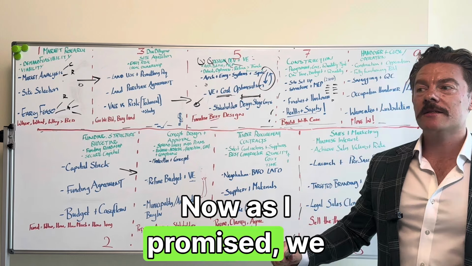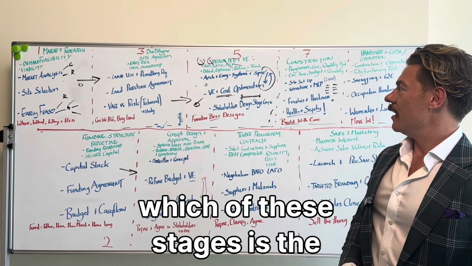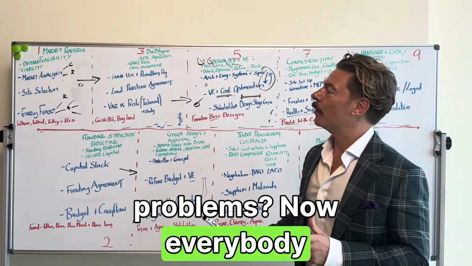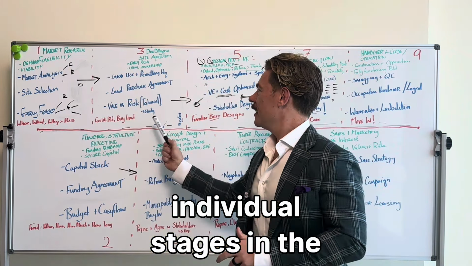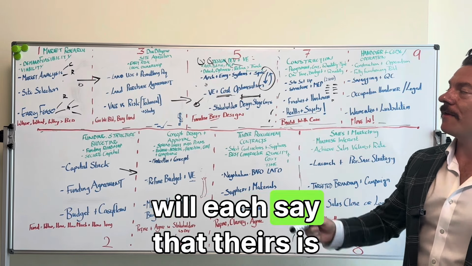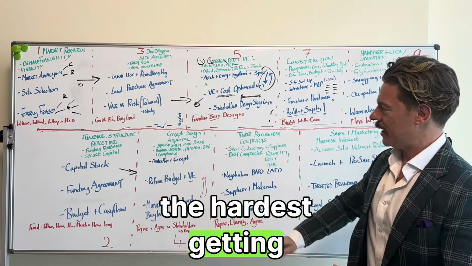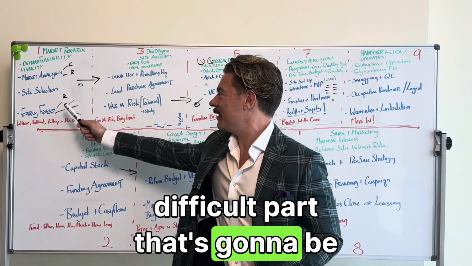Now, as I promised, we stated that we would say which of these stages is the most difficult, which one causes the most problems. Everybody usually works in one of these individual stages in the development industry. I'm lucky that I have to work across all of them. And they will each say that theirs is the most difficult. The financing is the hardest. The legal agreement's the hardest. Getting planning approvals is the hardest. All of them are the most difficult part.